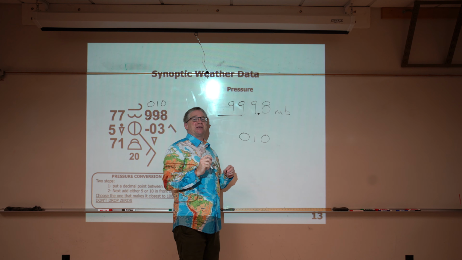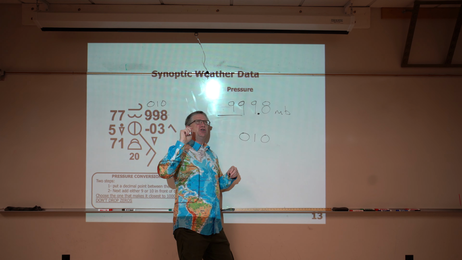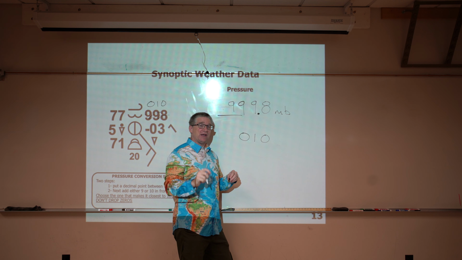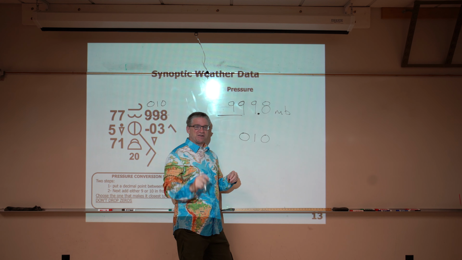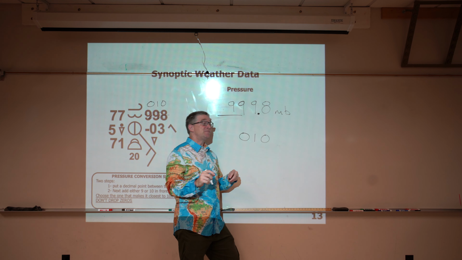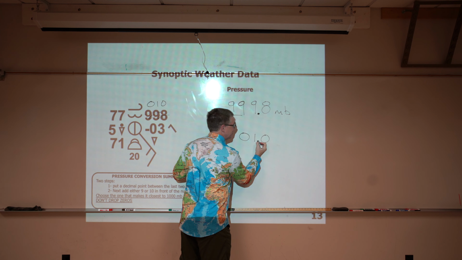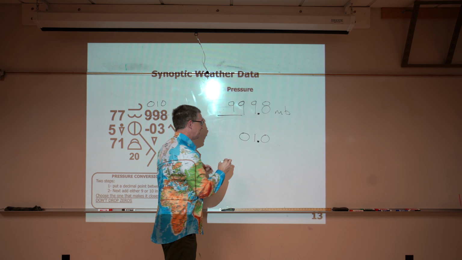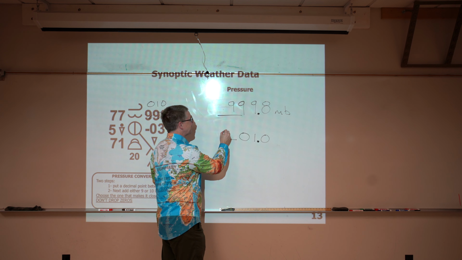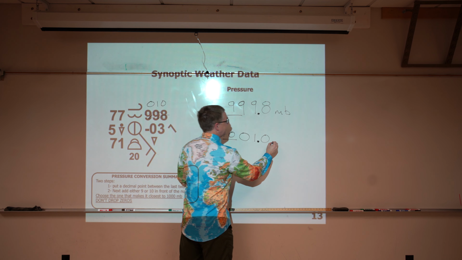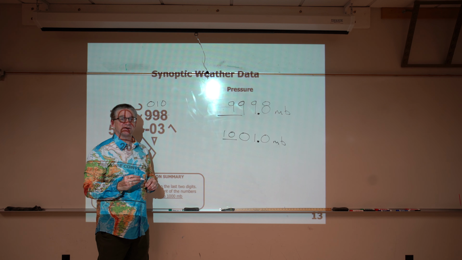I emphasize this because people like to throw away zeros. Do not throw away your zeros. People think zeros are worthless. They are placeholders. They are very important. So you put a decimal point between the last two. You keep those zeros there. And you simply add a 9 or a 10 in front. In this case, a 10 to make this 1,001.0 millibars.